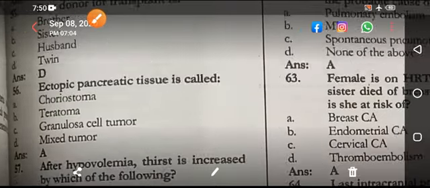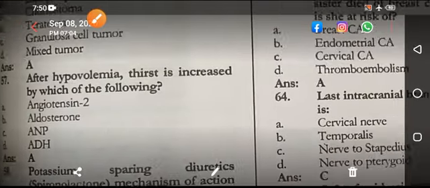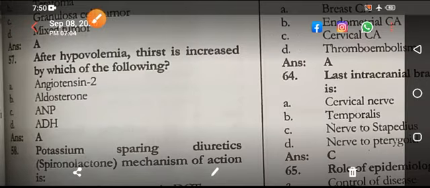Ectopic pancreatic tissue is called choristoma. After hypovolemia, thirst is increased by which of the following? Already discussed in angiotensin 2.